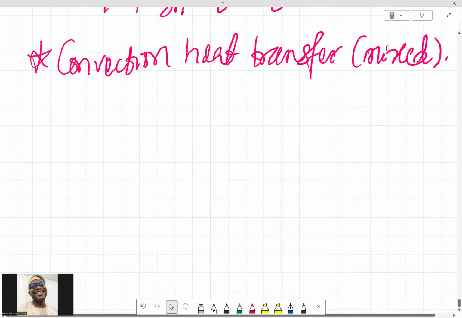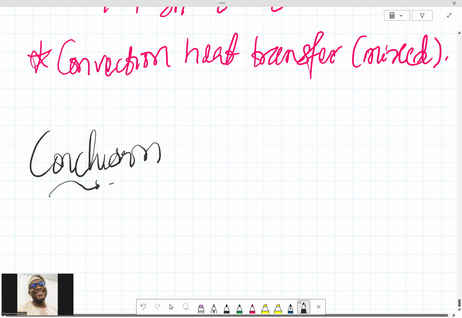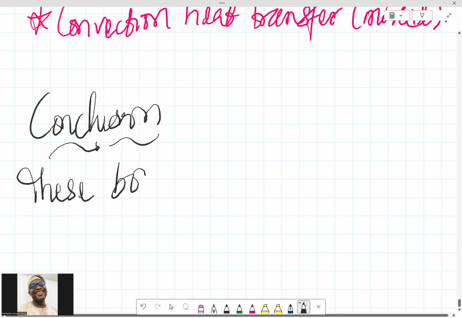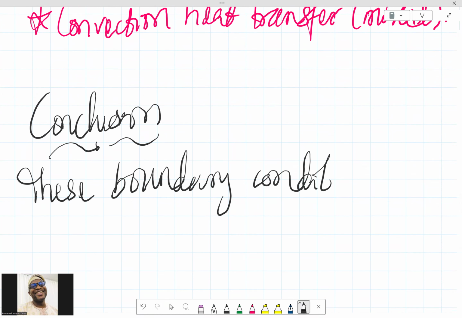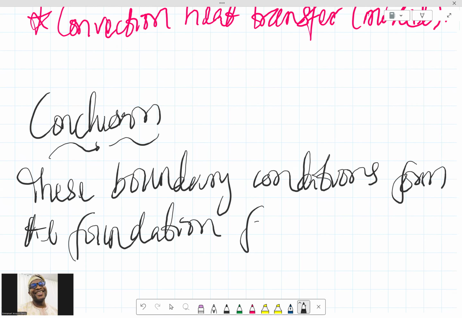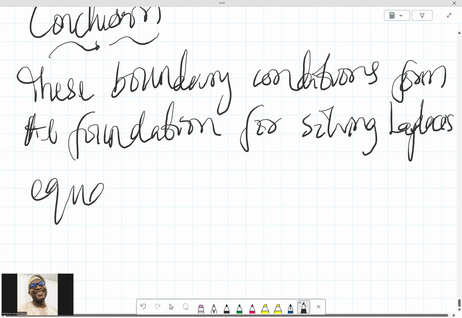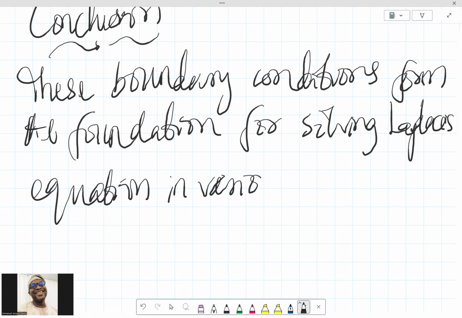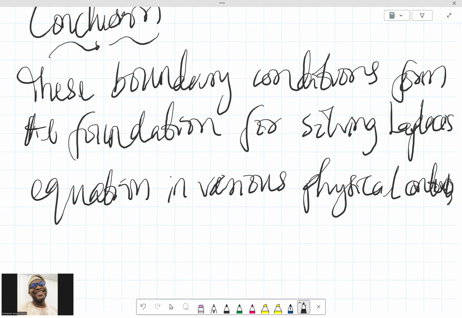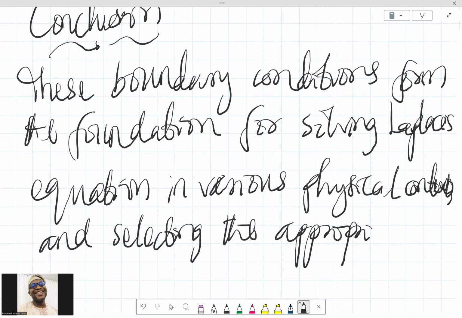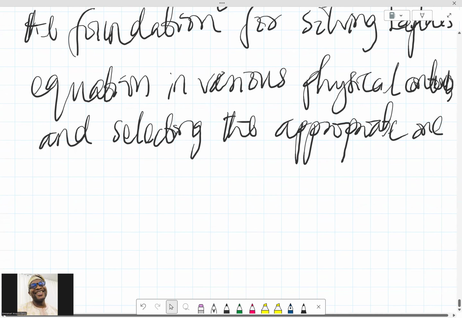Okay, I guess I want to write that, right? So in conclusion, these boundary conditions form the foundation for solving Laplace's equation in various physical contexts, and selecting the appropriate one depends on the specific problem at hand.